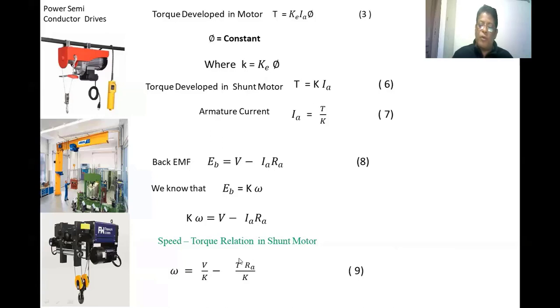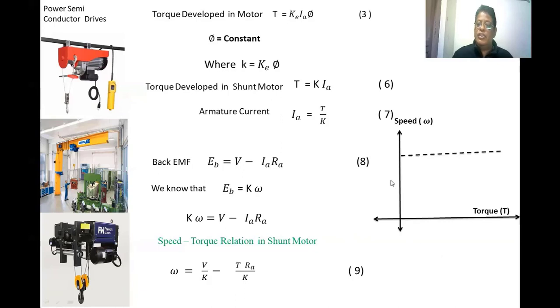Now we are going to draw a plot between the speed and the torque of a shunt motor. Torque we have taken on the x-axis, and speed on the y-axis, in radians per second. This dotted line is the no load speed, where the torque of the motor is 0. As we go on increasing the load from no load, the torque developed in the motor increases and the speed of the motor decreases.